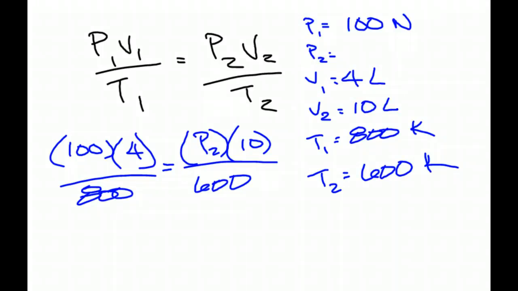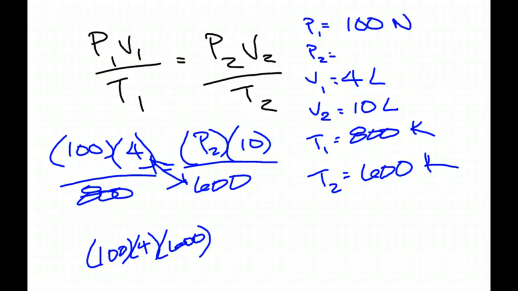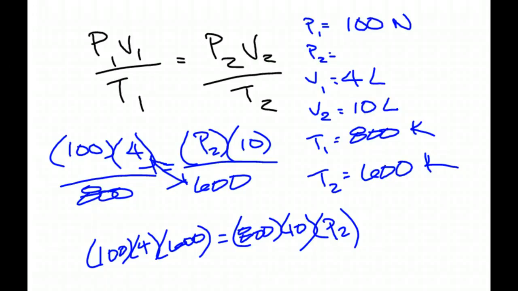You've got to cross multiply. So 100 times 4 times 600 equals 800 times 10 times P2. Multiply those out, divide, you find your pressure to be 30. And you're done. These are pretty easy. That's really all there is to that lesson.